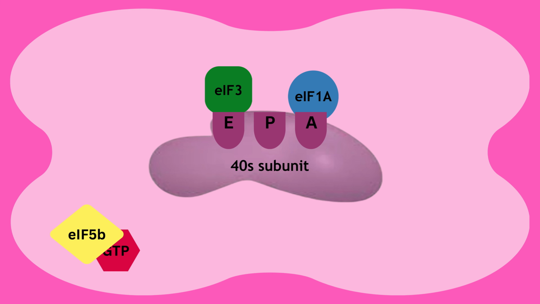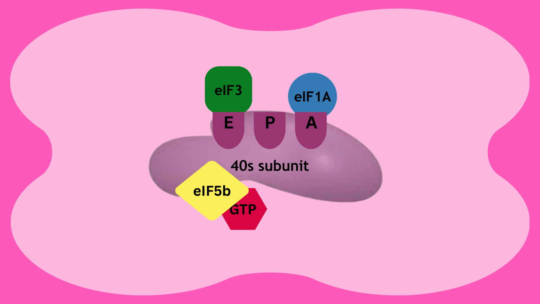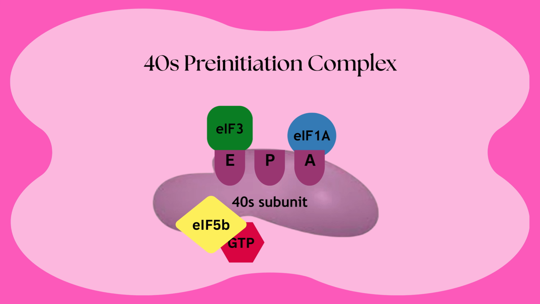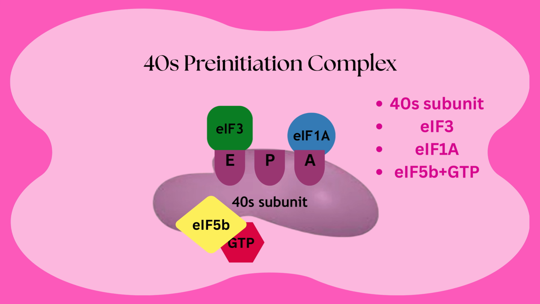Another initiation factor, which is EIF5B, comes bound to the GTP and also attaches itself to this 40S subunit. This complex is now called the 40S pre-initiation complex, which contains the 40S subunit, EIF3, EIF1A, and EIF5B plus GTP.